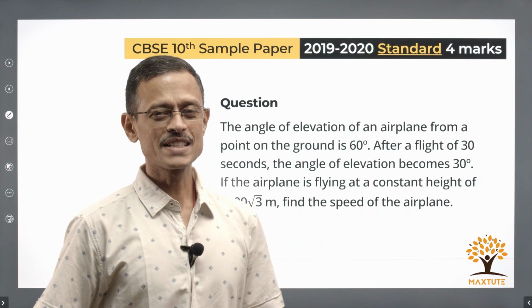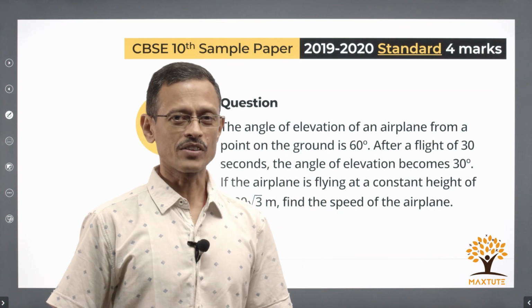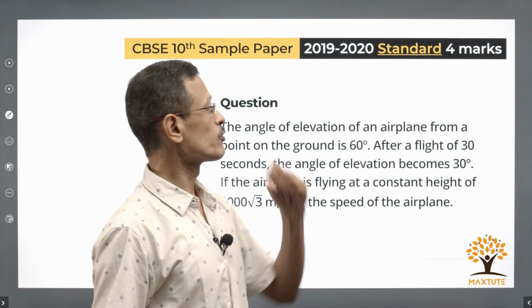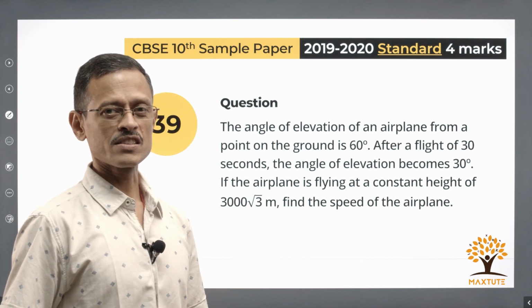Hi everyone, CBSE Class 10 Math video solution to the sample paper given with the board for the 2020 board examination. This is a standard version of the paper. We're looking at a 4-mark question. The question is from the chapter Applications of Trigonometry. Heights and distances is the concept tested.